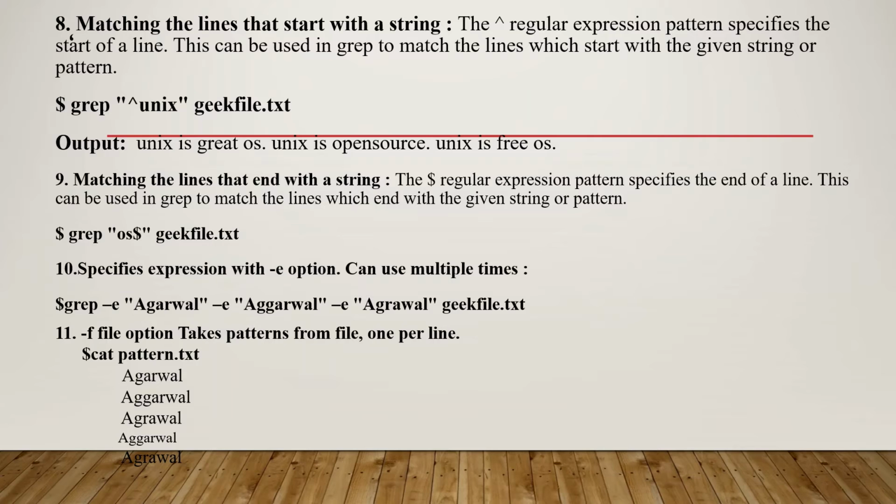cat pattern.txt prints A-G-A-R-W-A-L, A-G-G-A-R-W-A-L, A-G-R-A-W-A-L. Otherwise you type grep -f pattern.txt geekfile.txt.